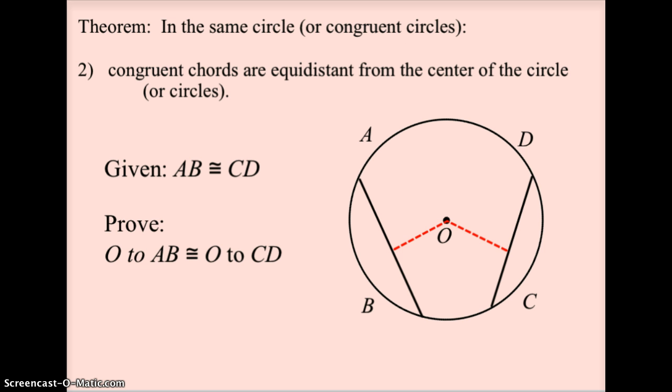Next one. In the same circle or in congruent circles, congruent chords are equidistant from the center of the circle. I'm going to tell you that in this picture, AB and CD, those two chords, are congruent to each other. Your job is to prove that O to chord AB and O to chord CD are congruent. Do a formal 2-column proof. You may add that X is the point of intersection on AB and Y is the point of intersection on CD.